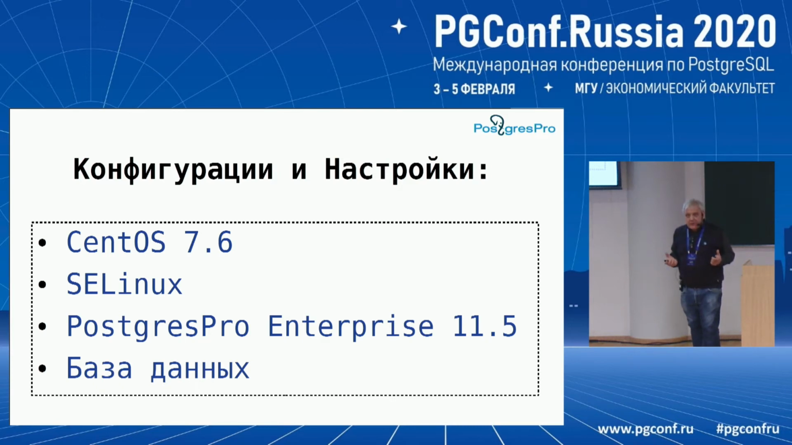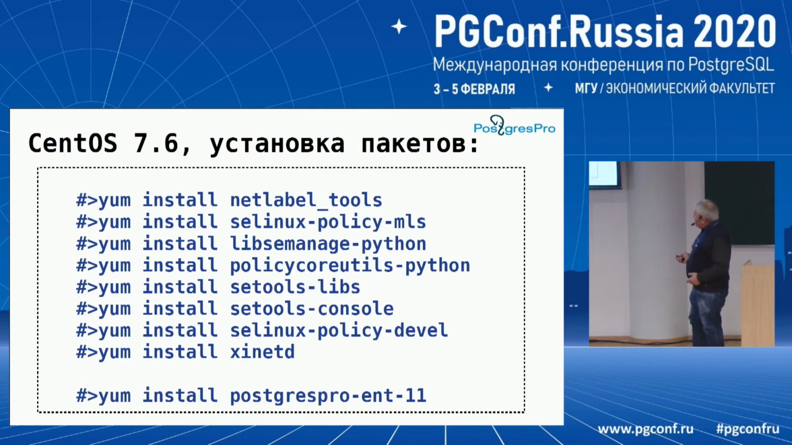So 40 minutes is very little to speak about the solution. So what needs to be done to set the components that we obtained to make them work? CentOS, Linux, Postgres, and apply database. On CentOS, it all boils down to installation of additional packages. NetLabel tools, this is mandatory. This is the framework to control label transition across the network.